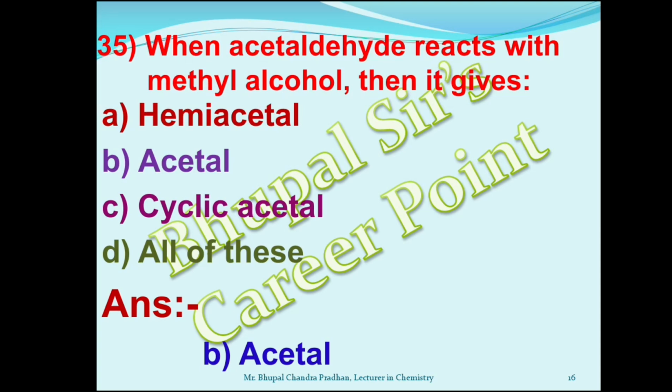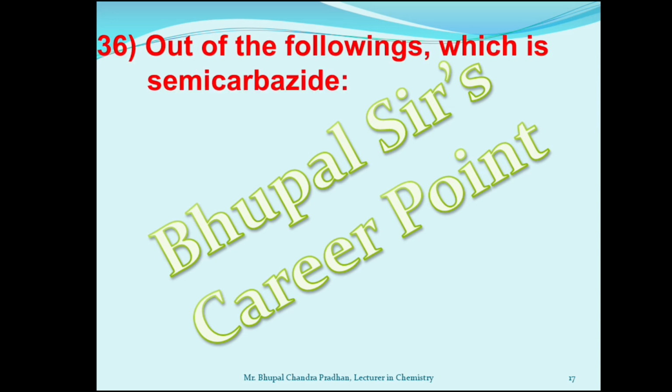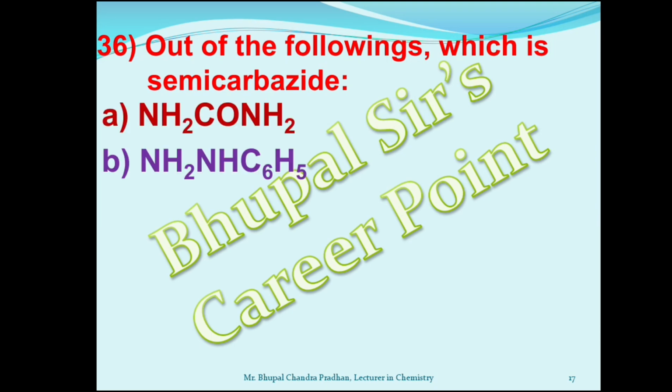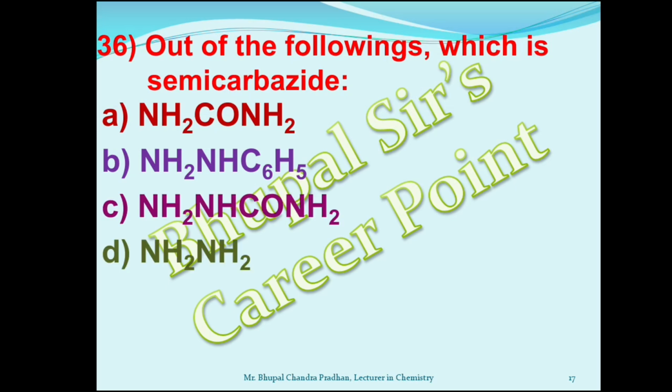Now let us come for the next question of the session, that is question number 36. Out of the following, which is semicarbazide? Option A, NH2CONH2. Option B, NH2NHC6H5. Option C, NH2NHCONH2. Option D, NH2NH2. Students try to give the correct answer.